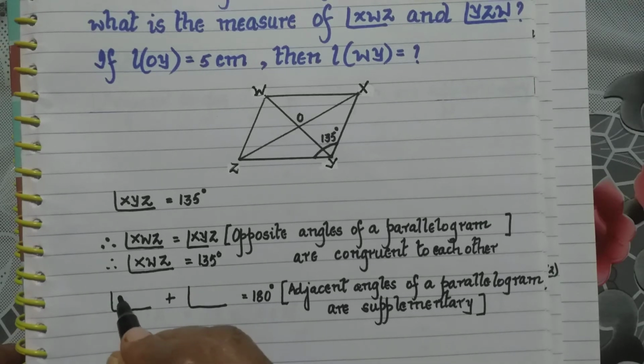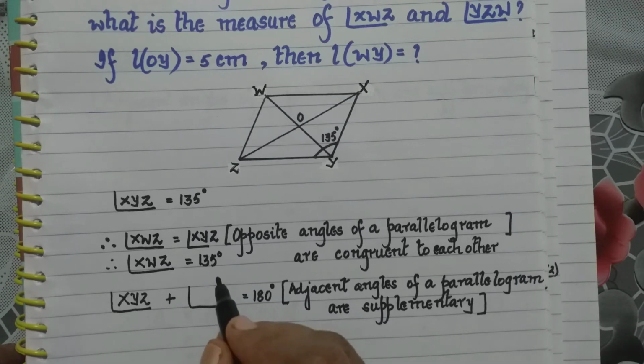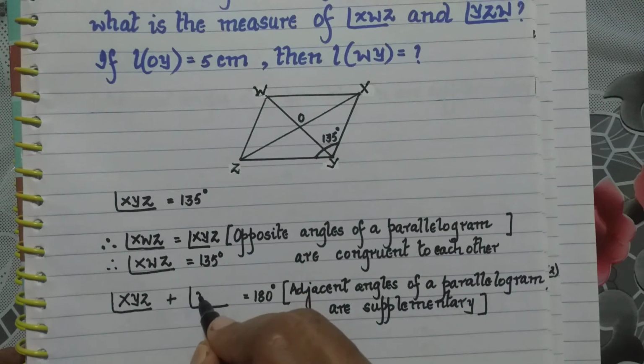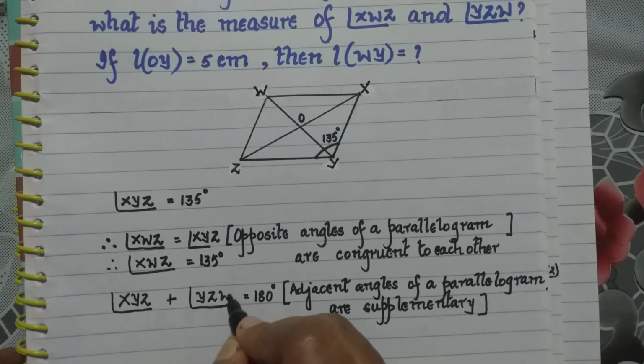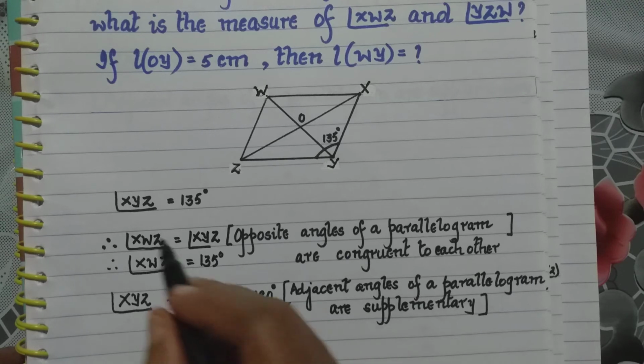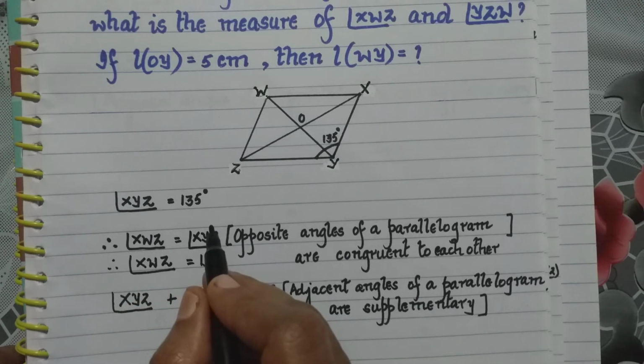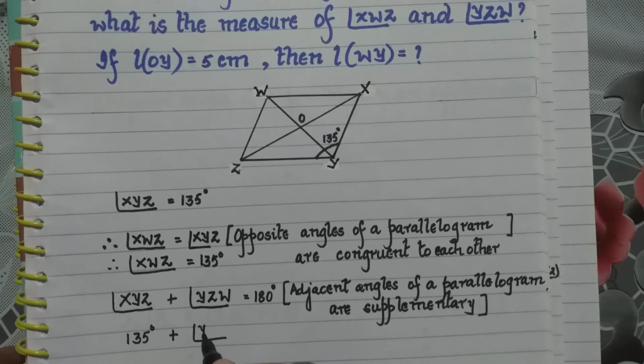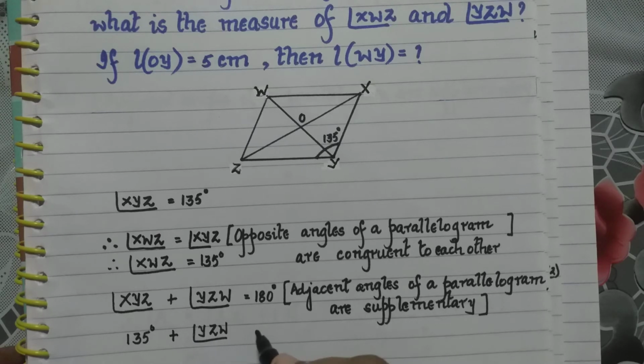So we will write here angle XYZ plus angle YZW. That is what we have to find. YZW is equal to 180 degrees. Now here we know the measure of angle XYZ, it is 135 degrees. So in place of angle XYZ, I write 135 degrees plus angle YZW is equal to 180 degrees.